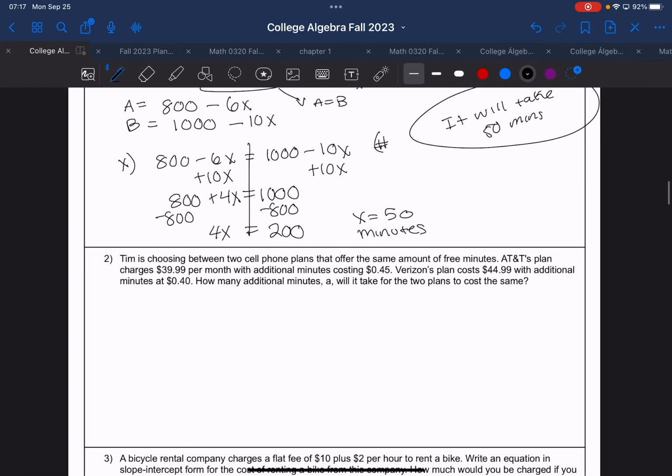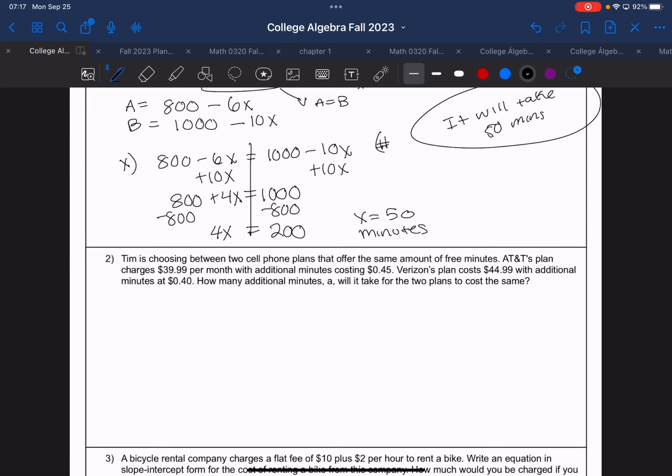Okay. Number 2, Tim is choosing between 2 cell phone plans that offer the same amount of free minutes. AT&T's plan charges $39.99 per month with additional minutes costing 45 cents. So that's going to be the first part that we are going to turn into an equation. Okay? So let me actually look through the problem, make sure it doesn't give us a variable this time. Okay, it does. So it's saying minutes is A, but it doesn't give us anything else.